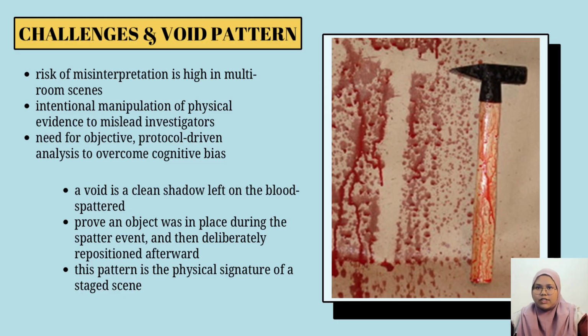To prove the staging, we look for one major clue called the void pattern. Think of a void as a clean shadow left on the blood-spattered wall or floor. This shadow proved that an object was standing there when the blood was created, but when we arrived, the object was gone. So this tells us without a doubt that someone moved something after the violence happened. It is the solid physical proof that the scene was rearranged.